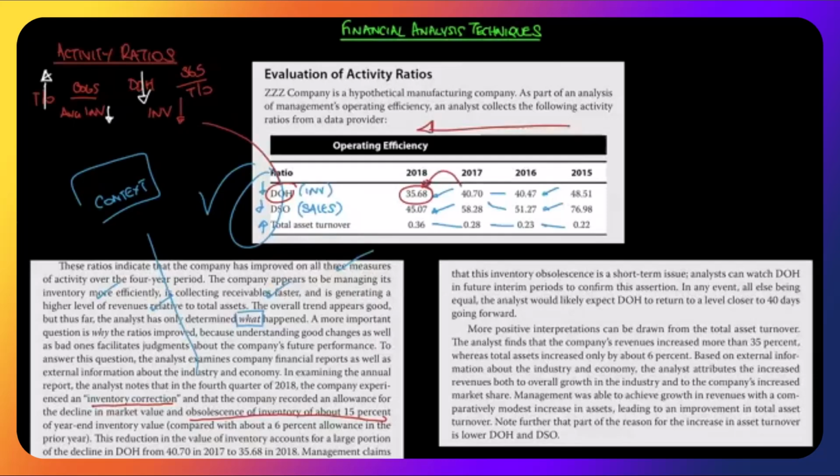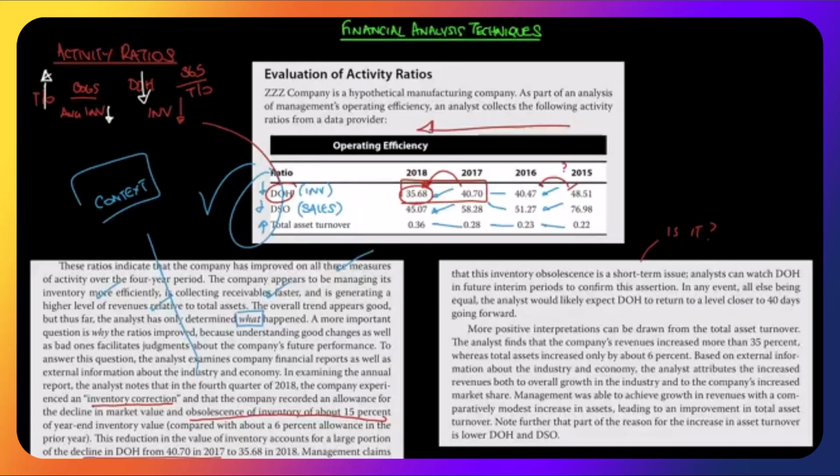So now I'm allocating some of that drop, not to efficiency, but to obsolescence of inventory. As it says back in the chat, this reduction in the value of inventory accounts for a large portion of the decline in DOH. Reading on, management claims this obsolescence is a short-term issue. Okay. Is it? Let's find out. Analysts can watch DOH in future interim periods to confirm this assertion. Absolutely. All else being equal, we'd expect DOH to return to a level closer to 40. Yeah, we've now established this was a one-off event. 48 down to 40, I'm still mystified about. But I don't expect it to stay at 35.